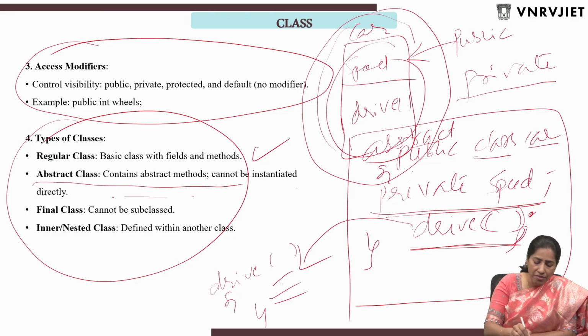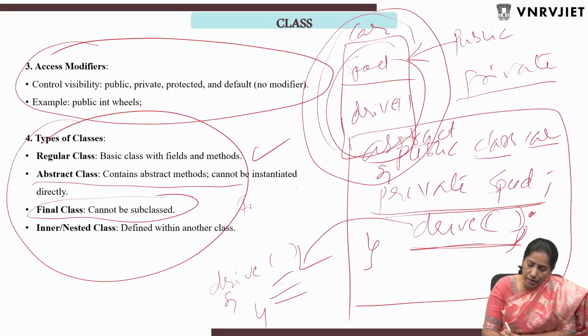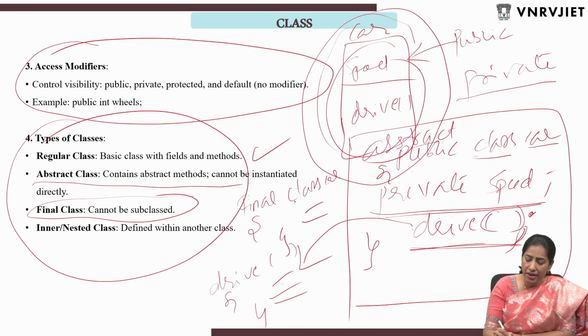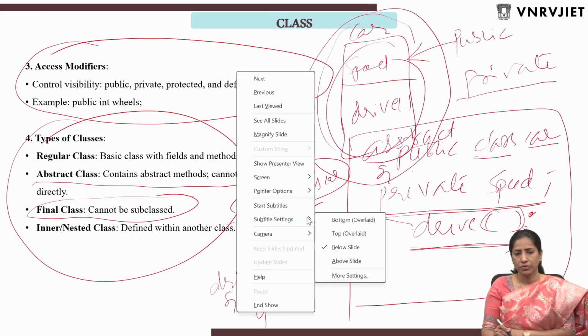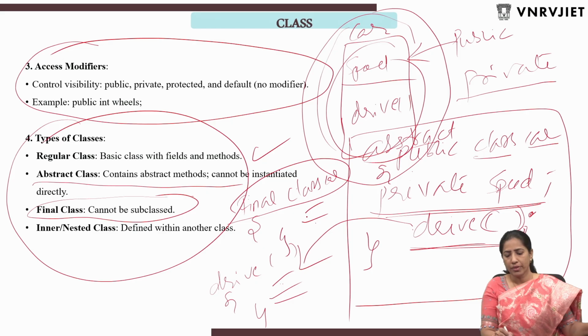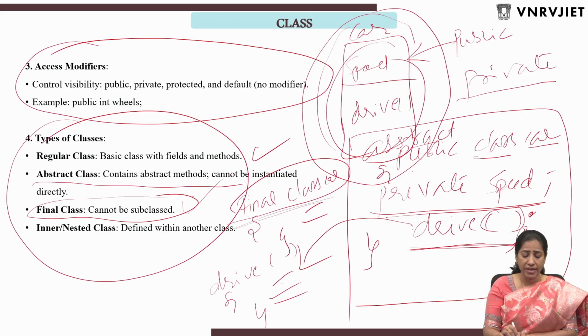Then we have a final class. If you write a class as final, that means you use the keyword final. Class car. If you define a class as final, then you cannot inherit this class. So you cannot create a subclass of this class. So that is a final class.